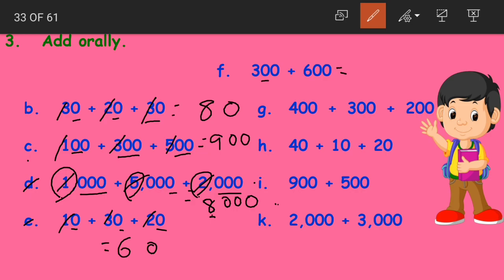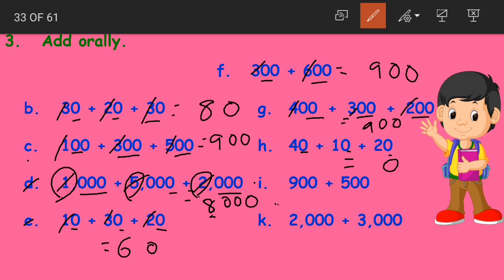Question number F. We are having 2 zeros. So I will put 2 zeros. 3 plus 6 becomes 9. The answer will be 900. Now again G. We are having 2 zeros in each number. So I will write 2 zeros. 4 plus 3 becomes 7. 7 plus 2 becomes 9. 900.